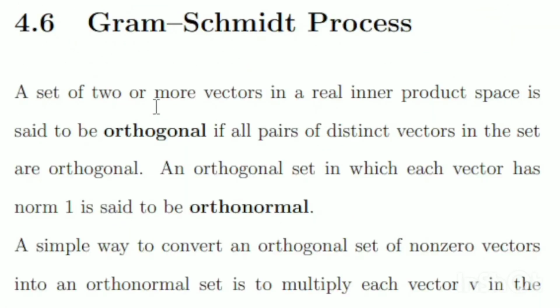Now we have an orthogonal set of vectors. If v is an orthogonal vector, that is, inner product of v with v is equal to 0. So such an orthogonal set in which each vector has norm 1 is called orthonormal.